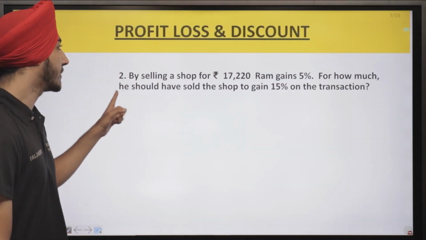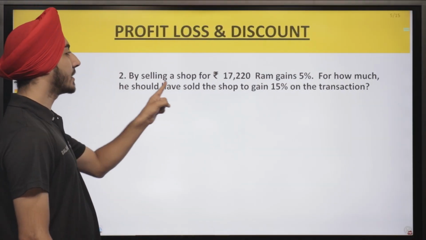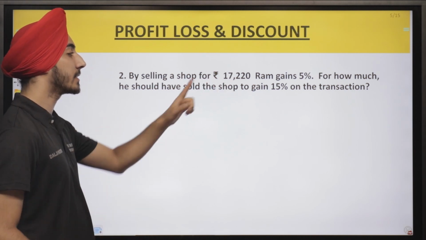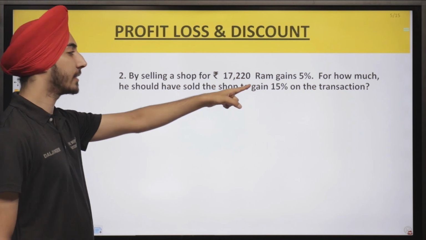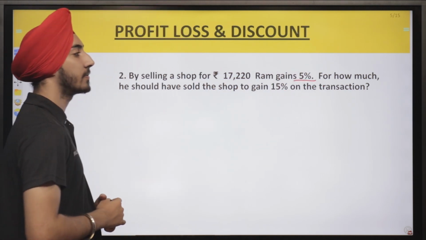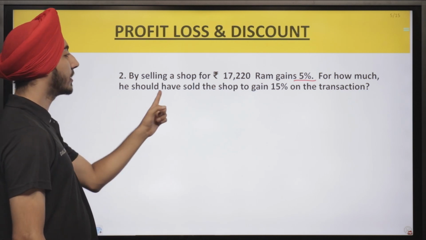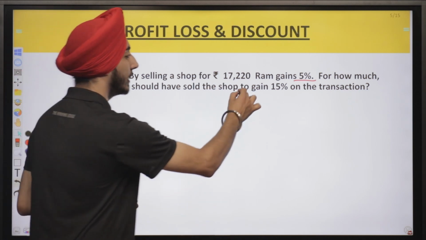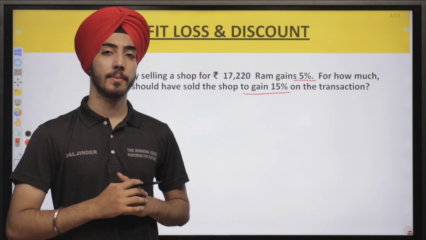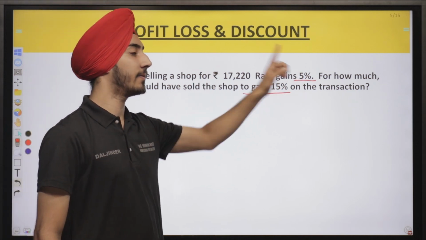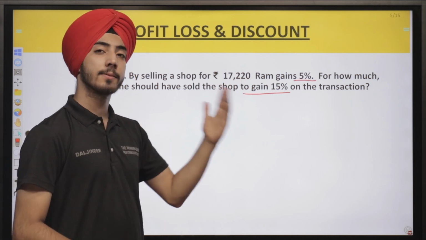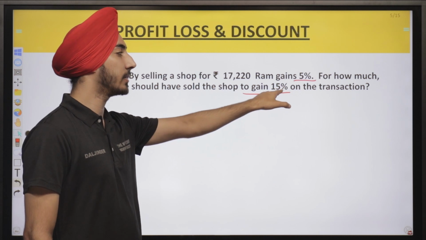Question number 2 is right here on your screen. By selling a shop for rupees 17,220, he is selling quite cheap, 17,000, Ram gains 5%, he is gaining a 5% profit also. For how much should he have sold the shop to gain 15% on the transaction? So look, if he is selling for 17,220 rupees then he is gaining a profit of 5%. At what price should he have sold it, higher than this, to get a profit of 15%?